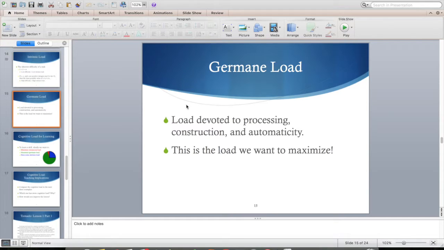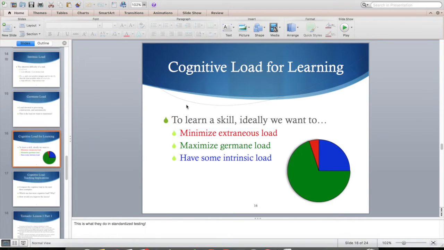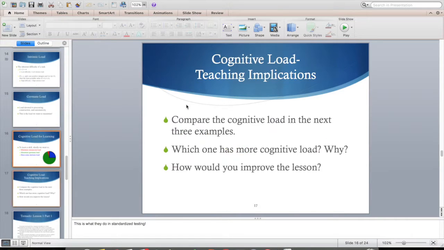If we have this maximized, we learn it the fastest, or we complete the task the fastest. Okay? So this is a diagram showing we want to minimize the extraneous, minimize the red, have a little bit of intrinsic load, because we don't want to teach things that are so easy that kids don't have to think about it. We don't want to make it so hard that they can't even start. And then we want the most amount of germane load, because that's what's dedicated to learning.